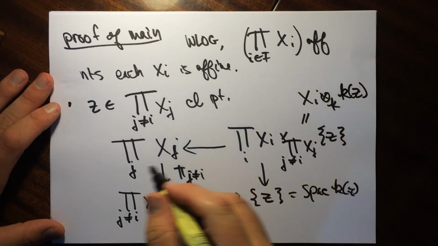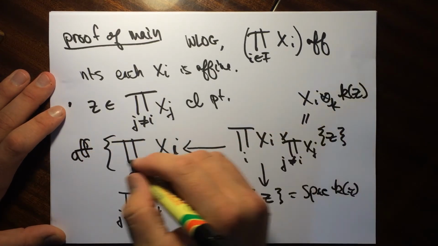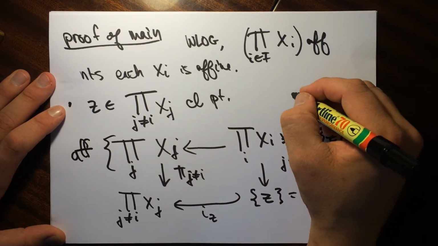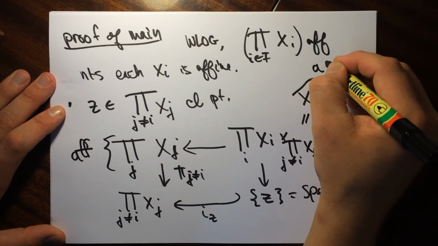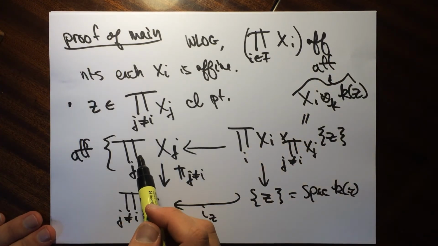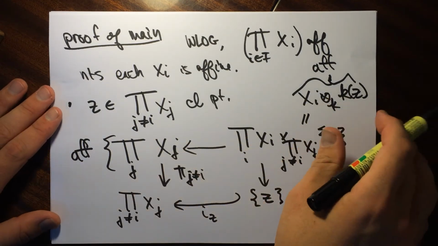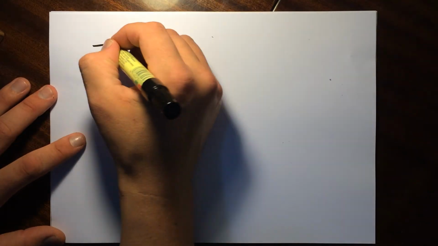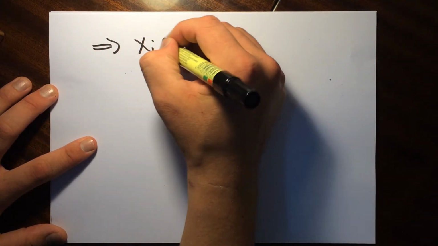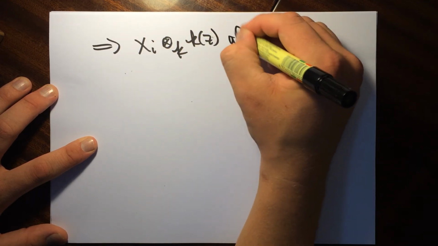Again, remember that this thing was affine. So this implies that this is affine, because this is a closed subscheme of this, and closed subschemes of affine schemes are affine. So this is affine. So we conclude that xi base changed to k is affine.